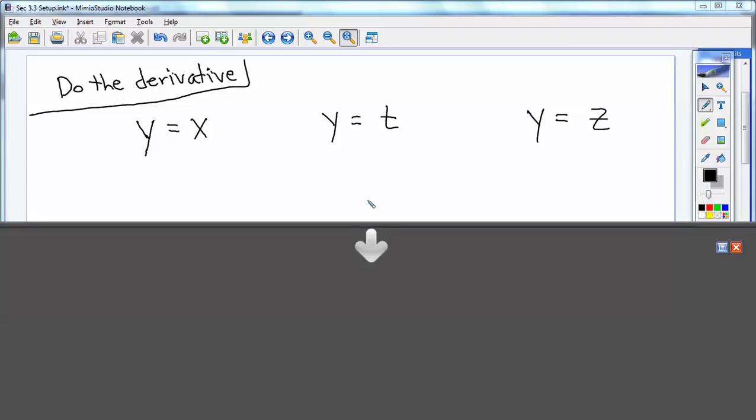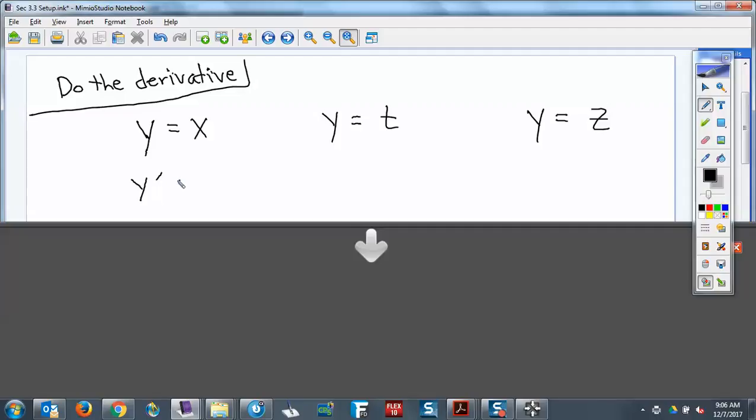I give you this and I say do the derivative. Now, what does that really mean? It means with respect to what? If we do the derivative here with respect to x, then we would say y prime equals 1. And what we just did there is we did the derivative of y with respect to x. Here, we would be doing the derivative of y with respect to t, and so we would write y prime equals 1. And here we'd be doing the derivative of y with respect to z. We'd be doing dy dz, and we would write y prime equals 1. It's the same thing.